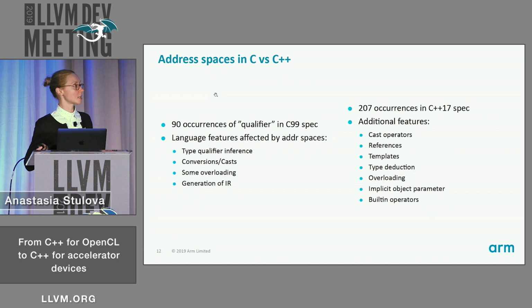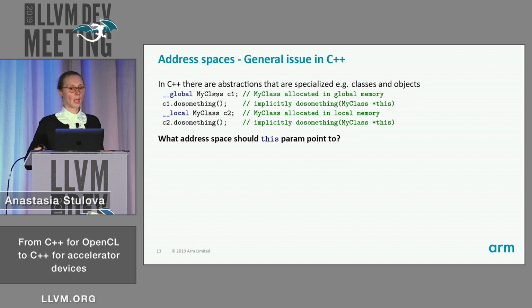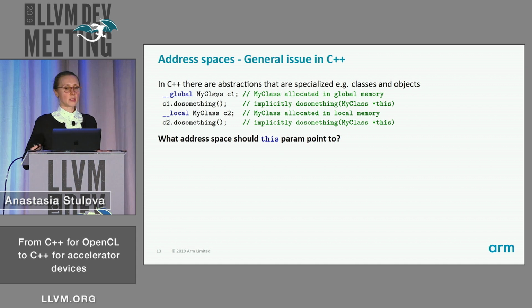Due to time constraint, I can't talk about all of those, but I would like to introduce one of the most relevant and representative problems with address spaces in C++. In C++, we have abstractions, and they are specialized at some point. And that's really great because it allows us to write more maintainable and readable code. Example of such abstraction is classes and objects.